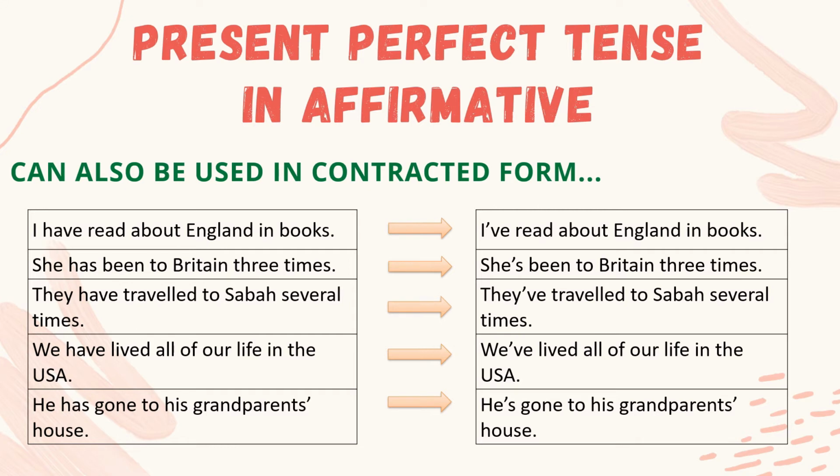They have traveled to Sabah several times. It becomes they've traveled to Sabah several times. We have lived all of our life in the USA. It will become we've lived all of our life in the USA. He has gone to his grandparents' house. It will become he's gone to his grandparents' house.